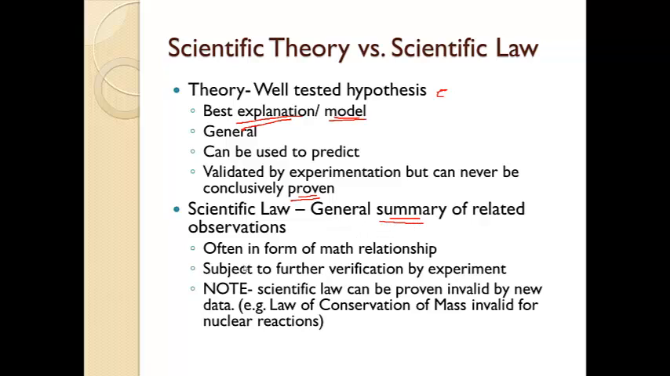So with the theory, you'll have an explanation. With the law, you will not. There will possibly be a mathematical relationship. And once again, you're going to be wanting to do a lot more research. A scientific law can be proven invalid by new data. So just because it's the law one day doesn't mean that enough research isn't going to occur to make an alteration to the law.